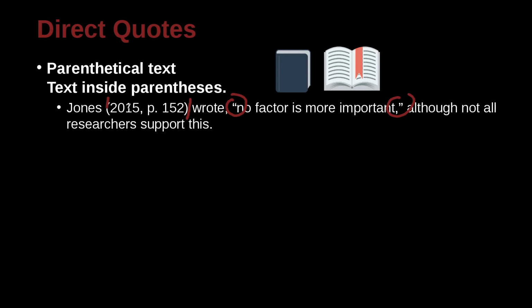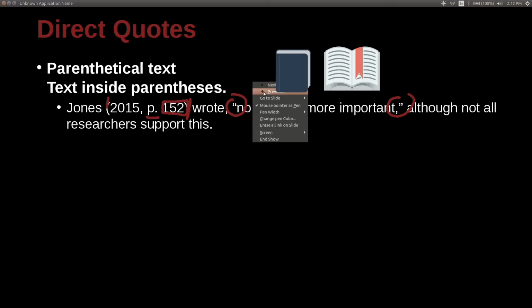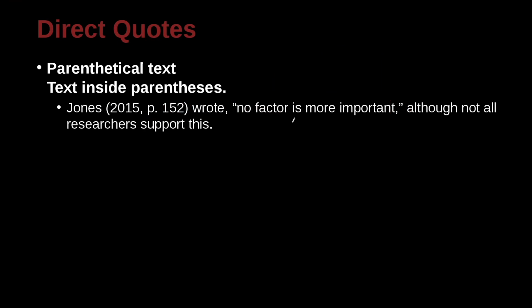Inside here, we follow the APA style guide, which is we need to have the year, then a comma. And if this is a direct quote, it must be on a specific page. So we put p. for one page. If it was more than one page, it would be pp., two p's together. And we have the page number, which is 152. So this is just a little example to get us going.